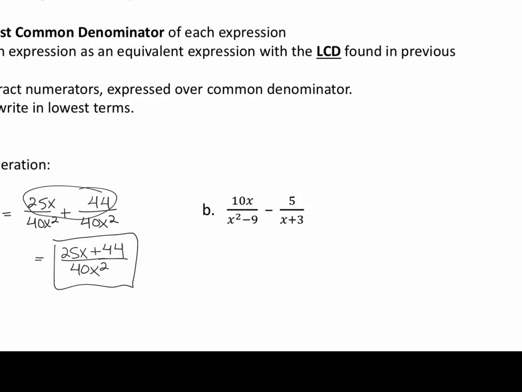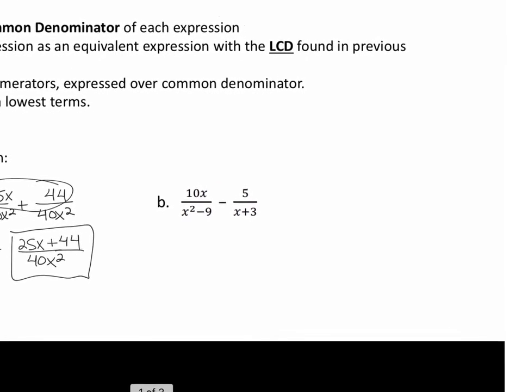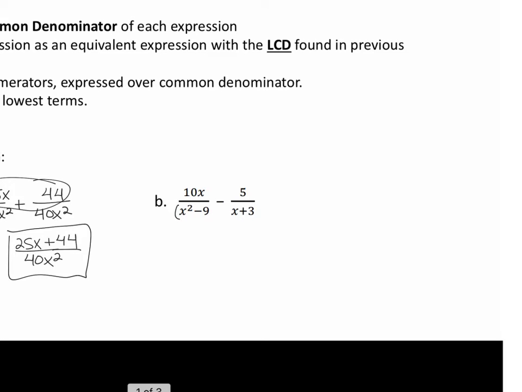Then example B, we have 10x over x squared minus 9, and we're going to subtract here. So first thing we need to do is find a least common denominator. So that means we're going to have to completely factor this, x squared minus 9. And that is a difference of two perfect squares, so we'll have an x plus 3 and an x minus 3 as those factors. Awesome. So then I need an x plus 3, and that appears at most one time in either denominator. And then I need an x minus 3. So the least common denominator is going to be x plus 3, x minus 3.